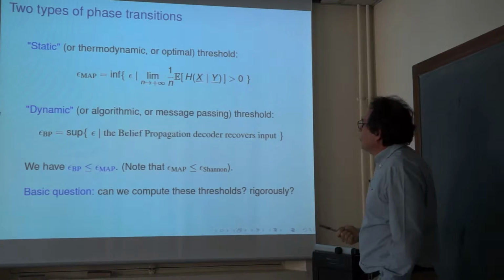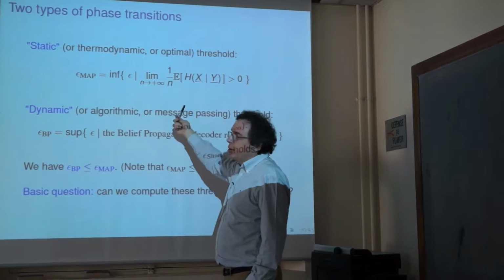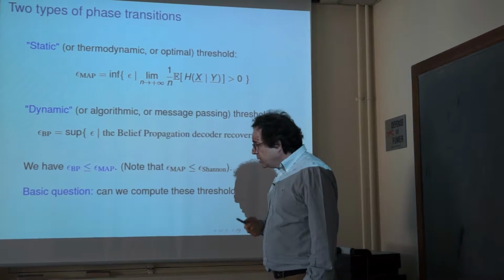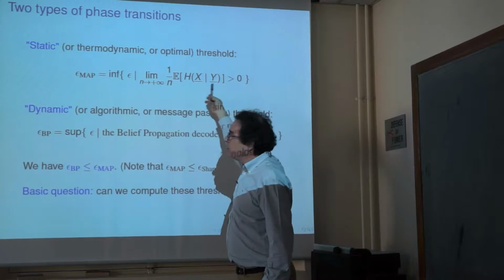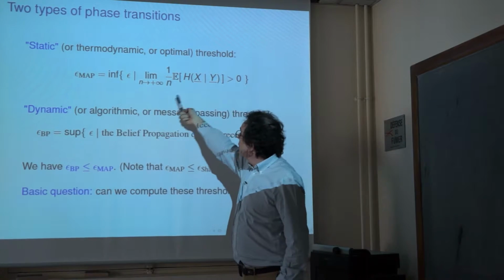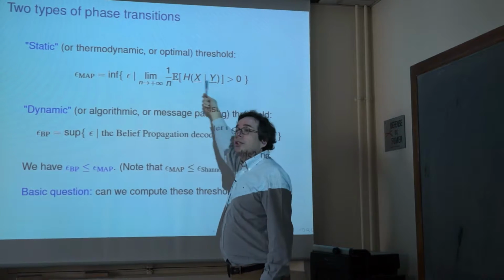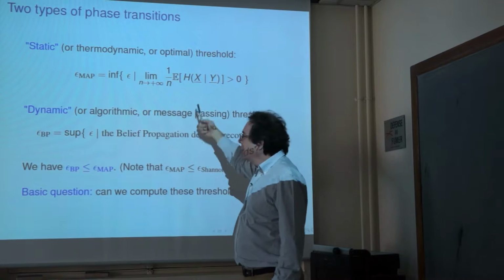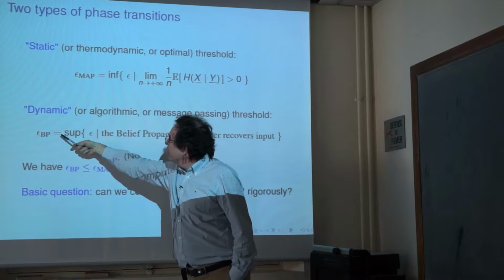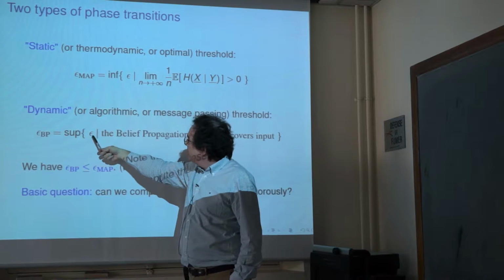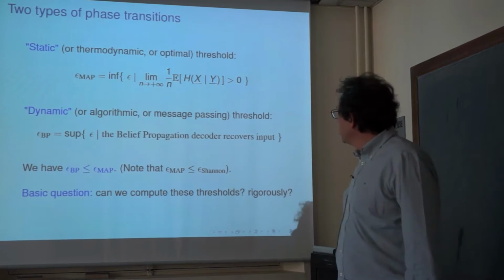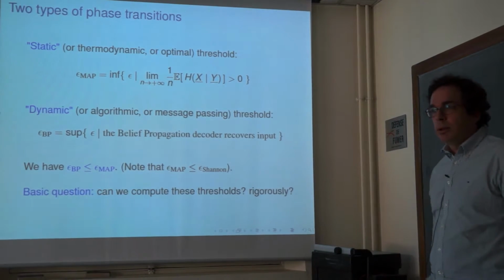In coding here, the algorithm that we will use is a message passing belief propagation decoder. And this phase transition is not really associated to this object. You do not see it in this object. Okay? This dynamic phase transition is in the region where this object is rigorously 0, so you see really nothing. Okay? So this dynamic or algorithmic phase transition is the largest noise epsilon such that the belief propagation algorithm or decoder can recover the input word.